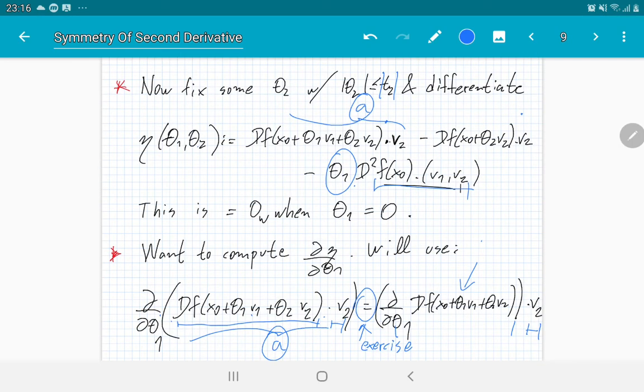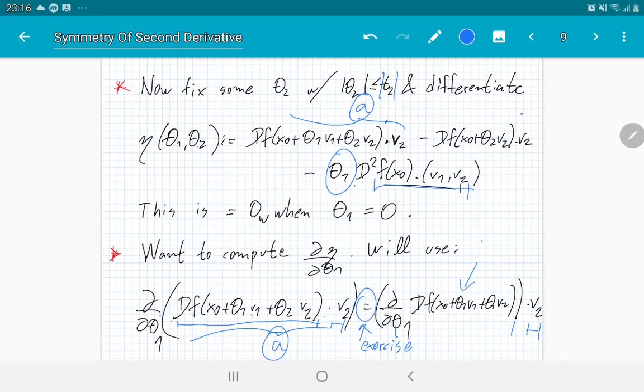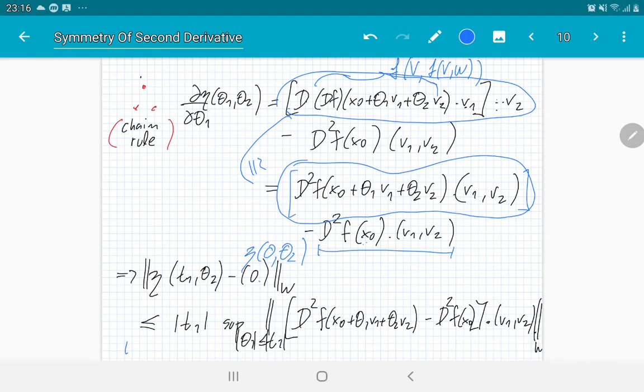And now, again, remember that this eta is 0 when theta 1 equals 0. So this is eta of 0, theta 2. I'm looking at the difference, which I want to bound in norm. I'm just going to use the mean value inequality again. Now that I know how to differentiate things, I get t1 and I get the sup. This is just the partial derivative of eta with respect to theta 1. And I've just put the two bilinear forms together. Bilinear forms add and subtract, so I get this.